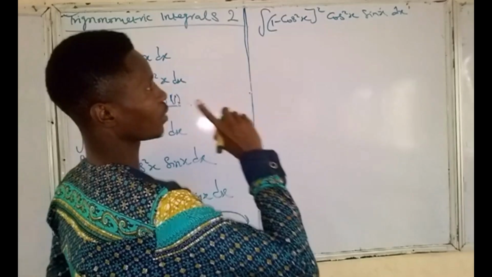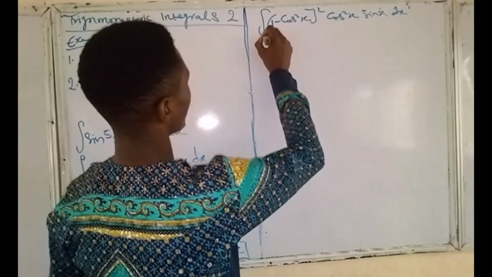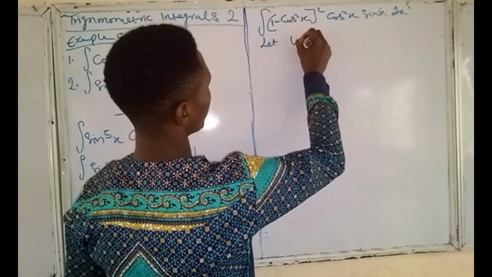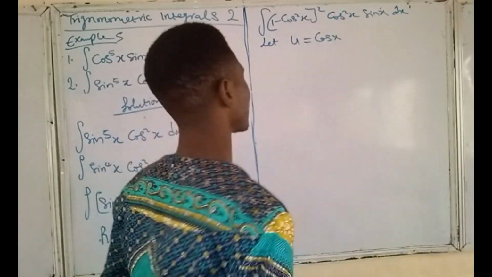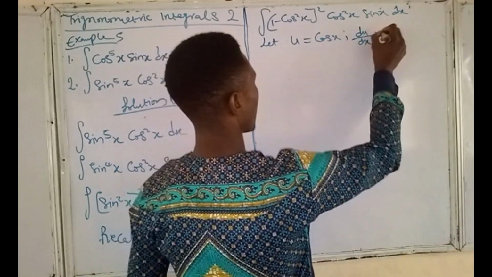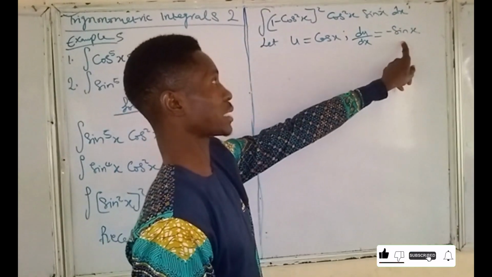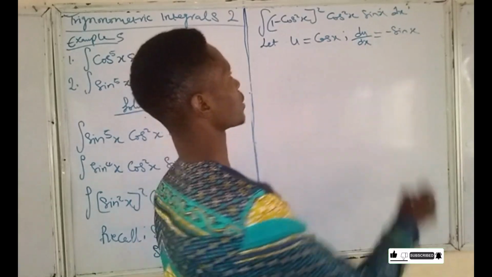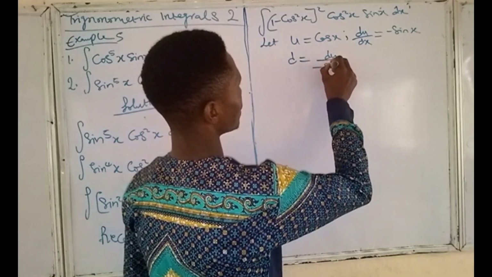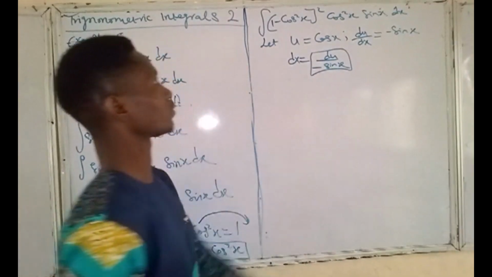So we now do our substitution without any hiccups anywhere. So we say let u be equal to cos x. So if we differentiate u with respect to x, we'll be having minus sin x. As we solved previously, if you're making dx the subject, dx should be equal to du all over minus sin x. So we replace this for the dx here.